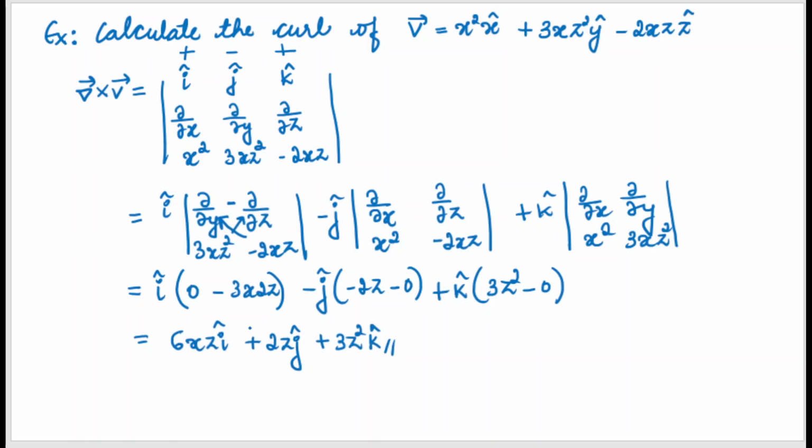This is the solution. So one more thing you need to observe here: a curl of any vector gives you a vector again, whereas a divergence of any vector gives you a scalar.